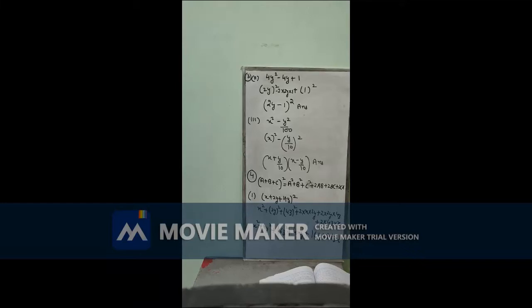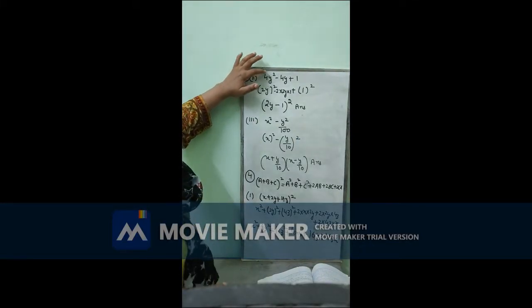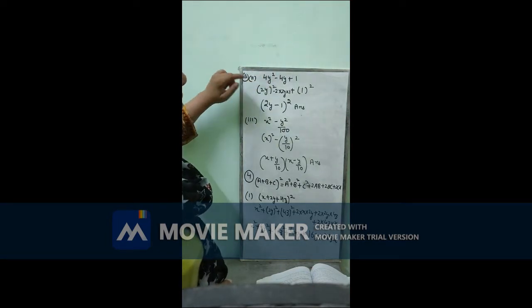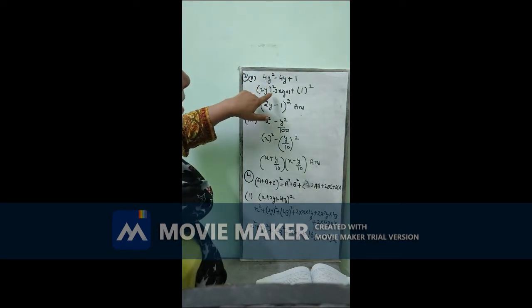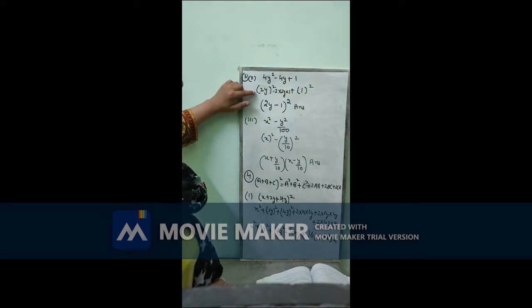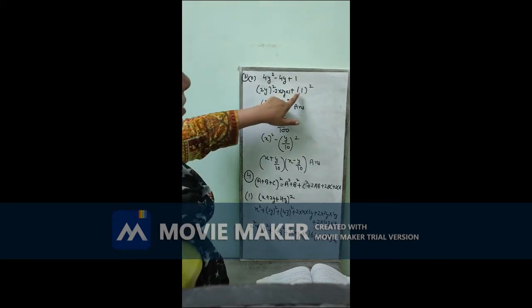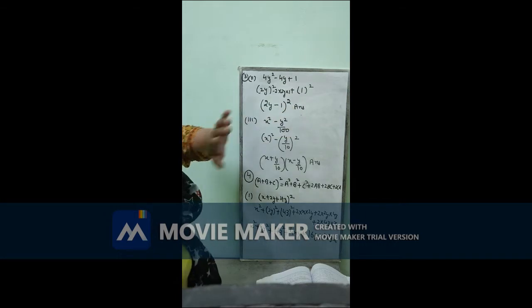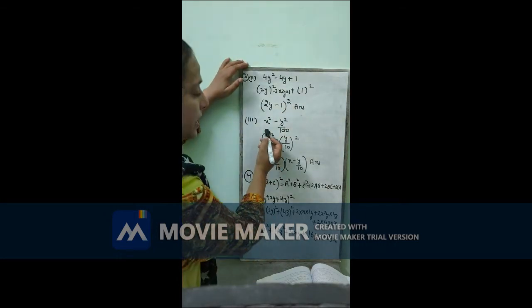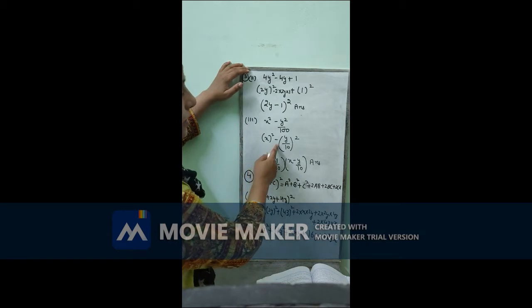Yes students, now we are going to discuss third sum, second part, 4y square minus 4y plus 1. See, this is 2y whole square, a square plus b square minus 2ab. So when we close the bracket, you will get a minus b whole square. Clear?